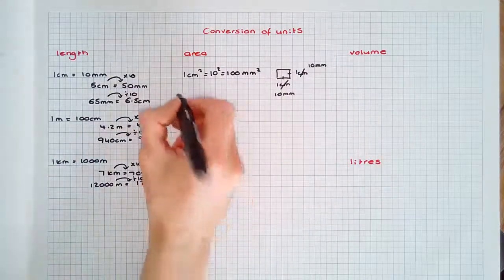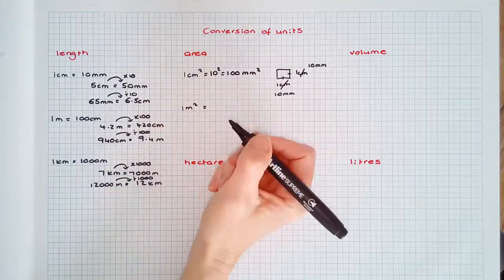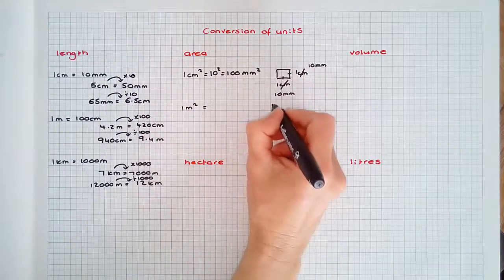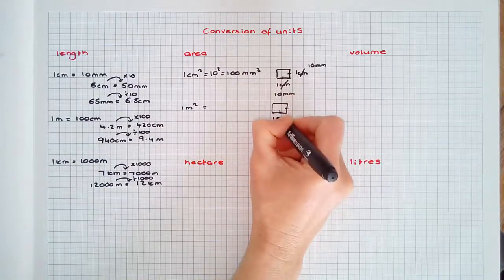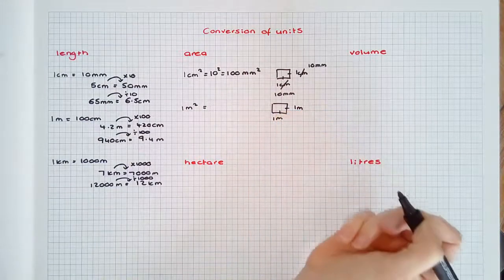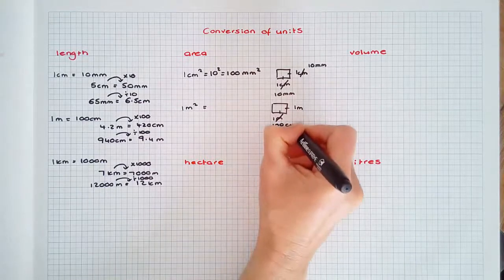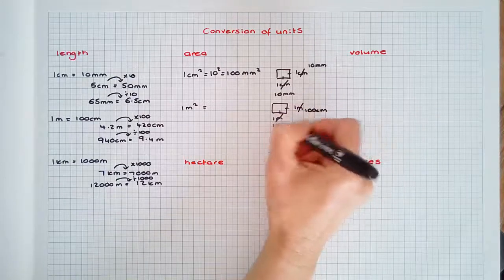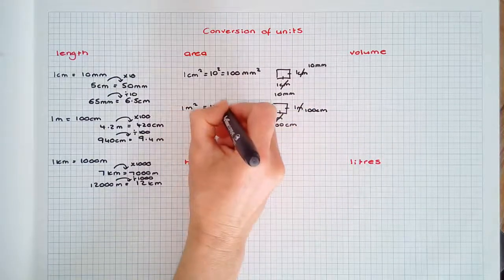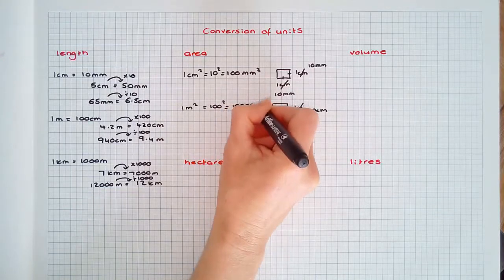Let's have a look at 1 metre squared, converting to centimetres squared. Again, if we thought of a square of dimensions 1 metre by 1 metre, and we wanted to convert to centimetres, each side would be 100 centimetres. So the area would be 100 squared, which is 10,000 centimetres squared.